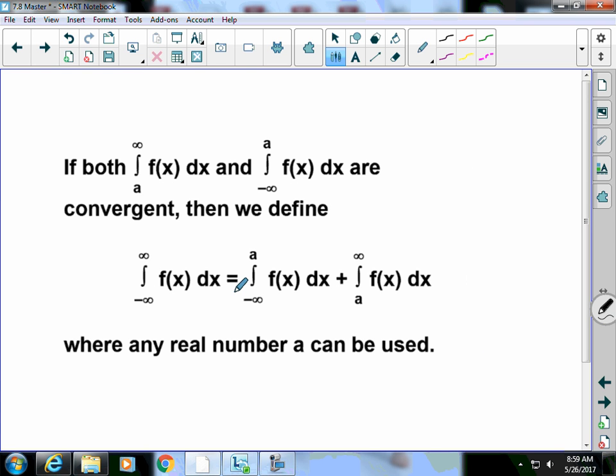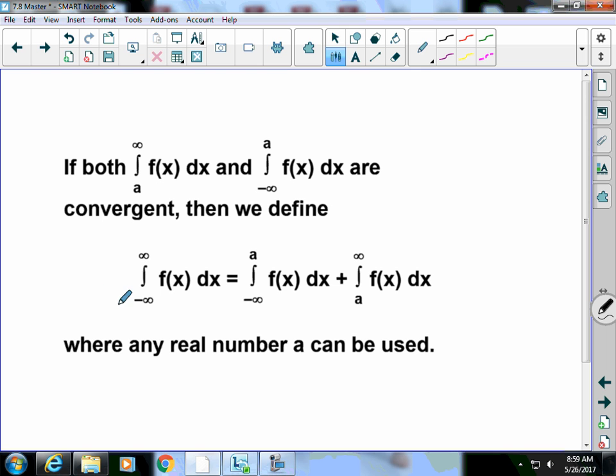Now here's where it really gets interesting. It says if both the integral from a to infinity of f of x dx and the integral from minus infinity to a of f of x dx are convergent, then we define the integral from negative infinity to infinity of f of x dx as the integral from minus infinity to a of f of x dx plus the integral from a to infinity of f of x dx, where any real number a can be used. In other words, the sum of the integrals equals the integral of the sums.